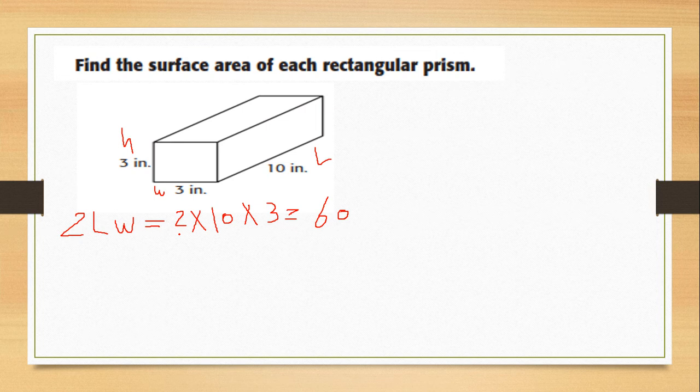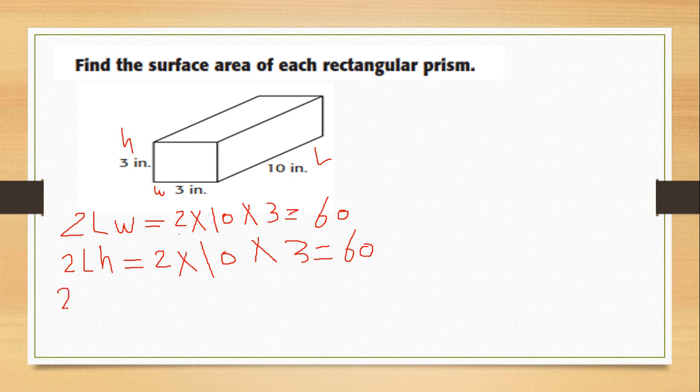Okay, now let's find 2LH. That will equal what? 2 times the length, which is 10, and the height here is 3. So 2 times 10 times 3. It's the same numbers as the step before, so we will get the same result. Then we will find 2WH.